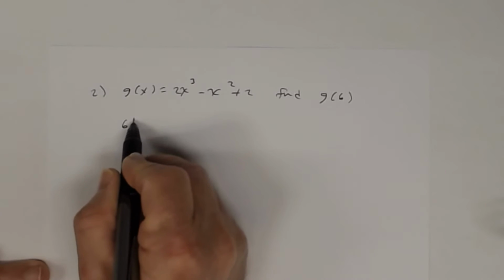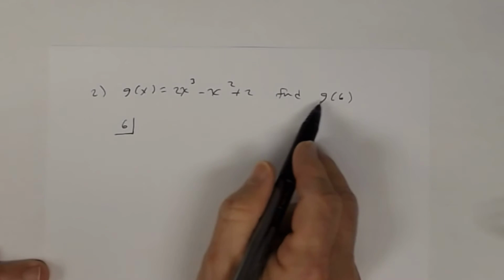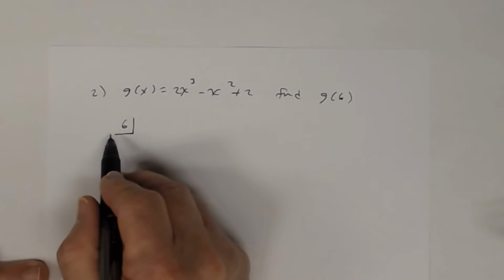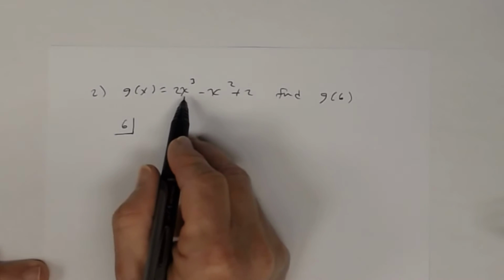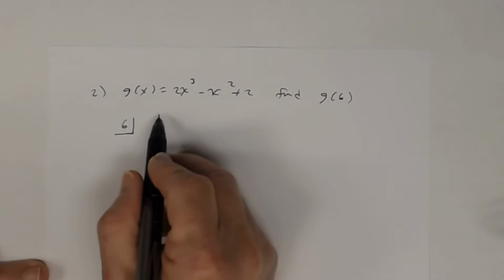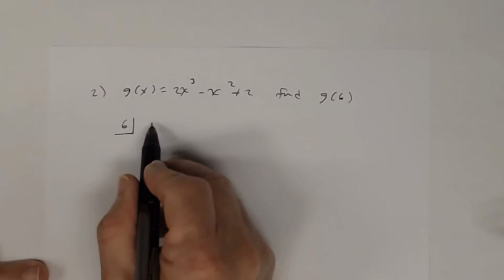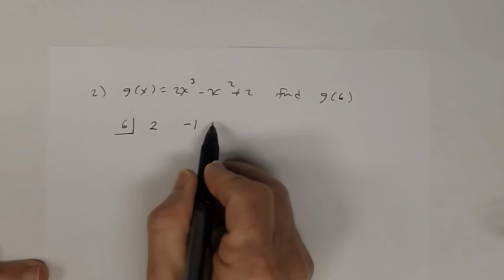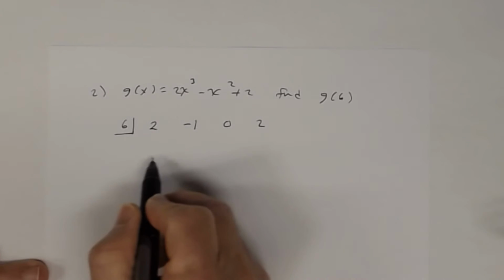So using synthetic division, 6 goes here. So this number goes right here. And then your coefficients. Now notice I am missing a term, the x term. So you need a 0. And it's already in descending order. So I have 2, negative 1, 0, and 2.